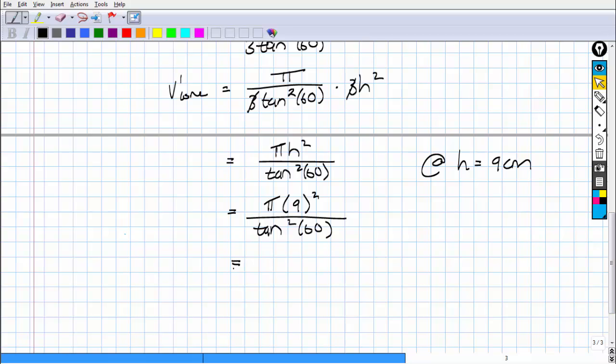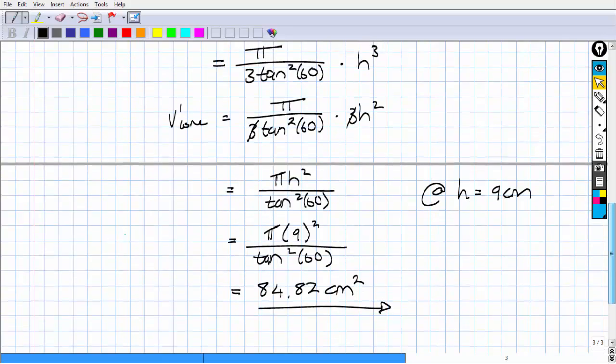And what does that actually give us? Well, that gives us the rate of change of volume. And we can see that works out to 84.82, in this case centimeters squared per centimeter, or centimeters cubed per centimeter, so centimeters squared. Okay, and that's it really. I can't think of anything else to add to this.